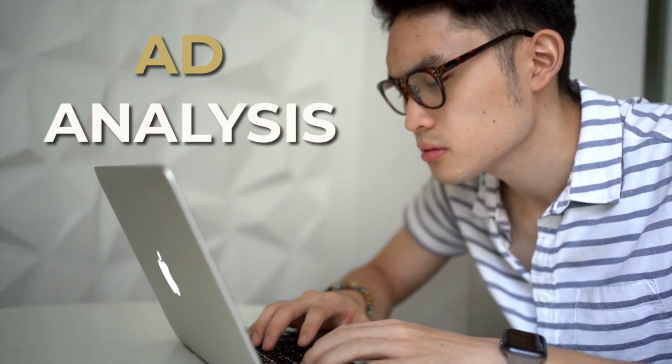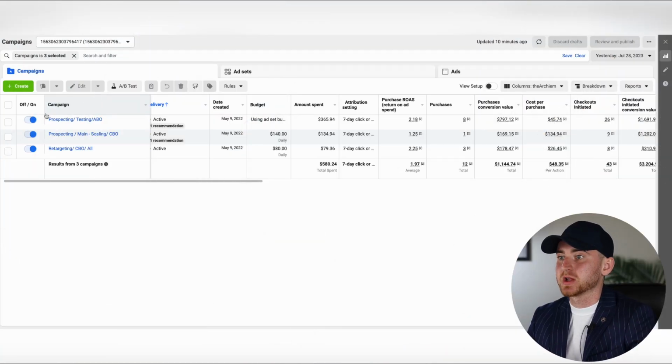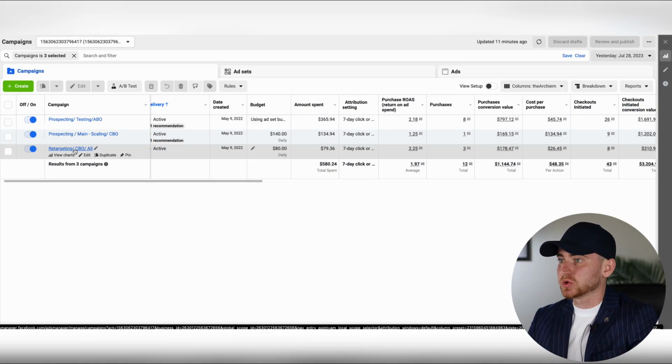I am going to show you live how I do all of my ad analysis. So let's get into one of the ad examples that I pulled up for today. What I have right here is three campaigns. Now I'm going to explain each one of them, what I include and what metrics I pay attention to. Let's start with the first campaign, and this is going to be our, let's say, retargeting campaign.